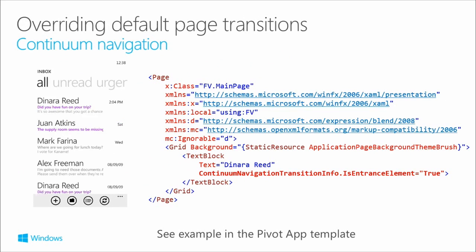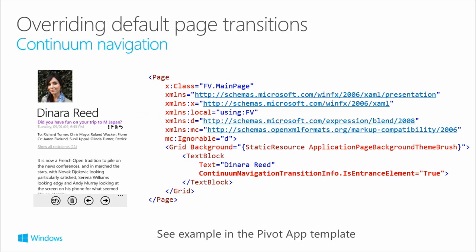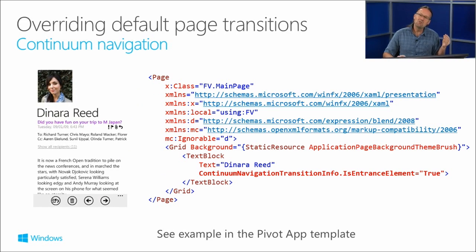So the first one is this continuum navigation. The idea is that you're in a list or something, you tap on an item, and if you see in the list now, the item has got this nice tilt effect. But then, as you get to the next page, the name flies in from the top and the rest of the content flies in from the bottom. So this is the idea of continuum, which is a navigation that gives you the idea of continuous movement from the list where you selected an item onto the target page where you're navigating to.